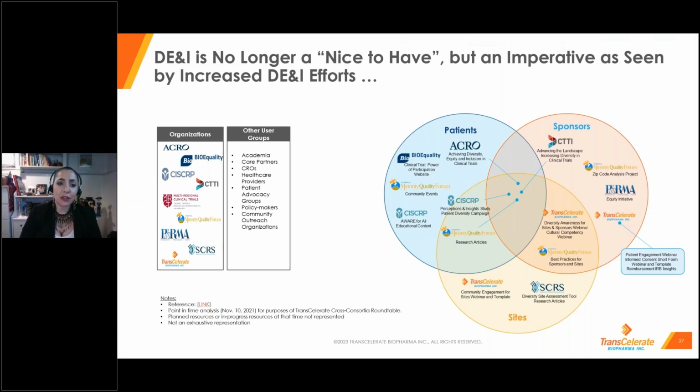And I think that this is no surprise to anyone. Cecile mentioned earlier how the TransCelerate initiative on diversity, equity, and inclusion in clinical trials started in 2014.